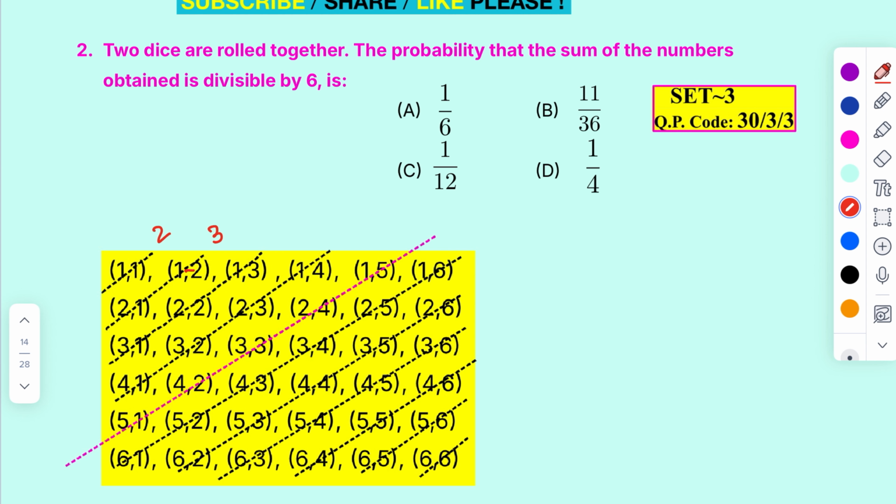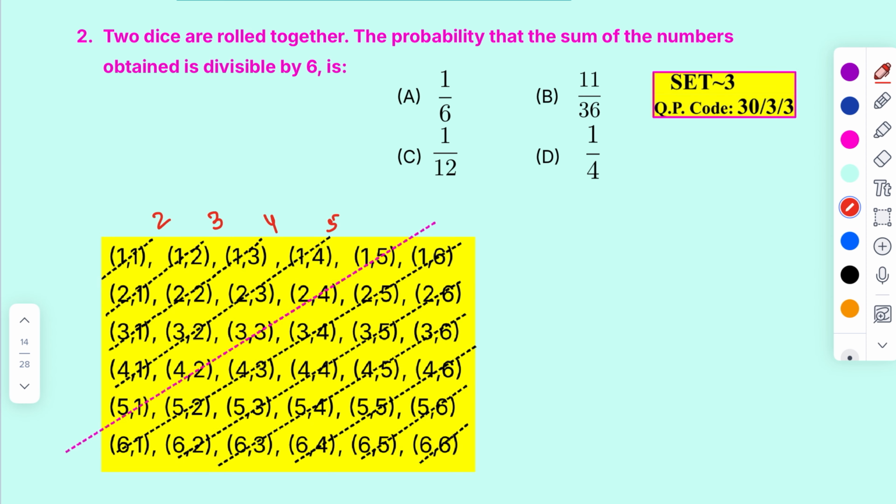If you see, 1 plus 2 is 3, 2 plus 1 is 3. Similarly, in the third case the sum is 4: 3 plus 1 is 4, 2 plus 2 is 4, 1 plus 3 is 4. And similarly, along this diagonal, we will get the sum as 5. And here we will get the sum as 6.